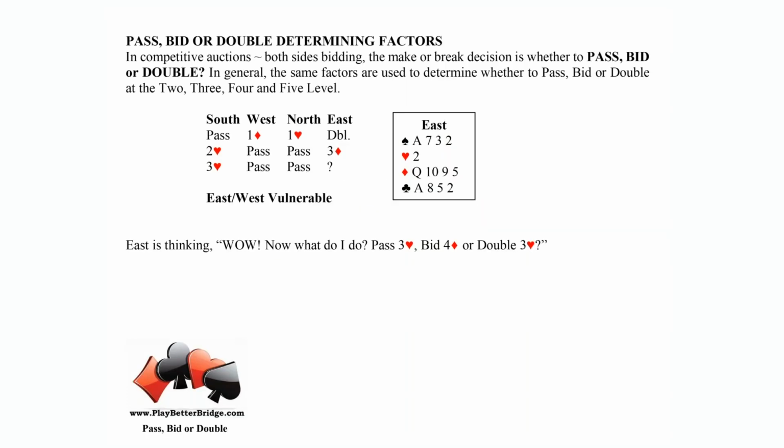Pass, bid, or double. Determining factors. All right, so let's look at some examples. I have examples to walk us through all of these ideas. So let's take a look at this first example. And we're talking competitive auctions.